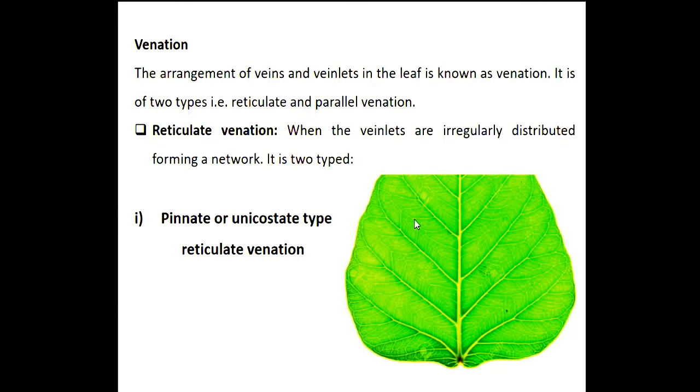So why is this unicostate, and why is it called pinnate? Think about the pinnate type concept. This is the central vein, and these are the branches. They are growing laterally. And there is reticulated venation. Simply, that's why we are calling it that.